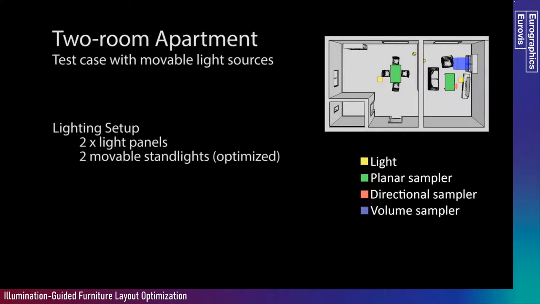Lastly, we incorporate two movable light sources in an underlit night scenario of the two-room apartment. Two stand lights are included in the optimization in order to complement the insufficient ceiling light. The resulting arrangement achieves all target illumination goals with adequate lighting for the table and living room set, along with glare avoidance for the TV screen.